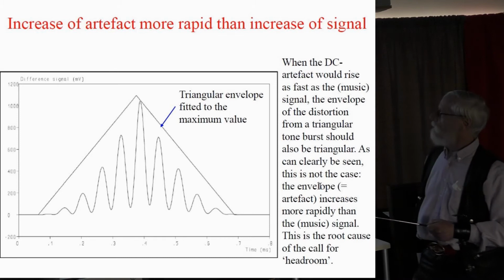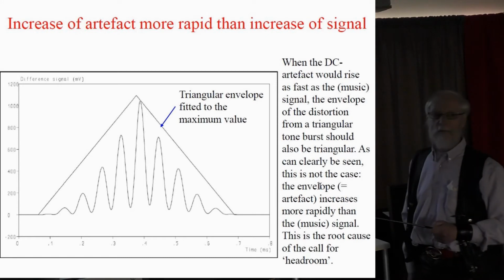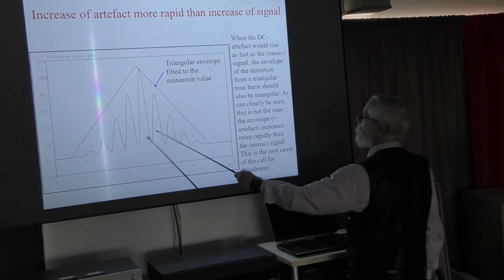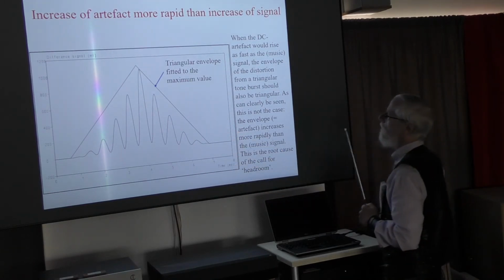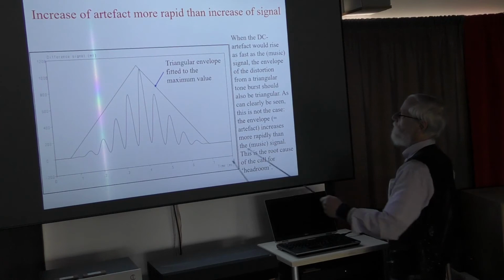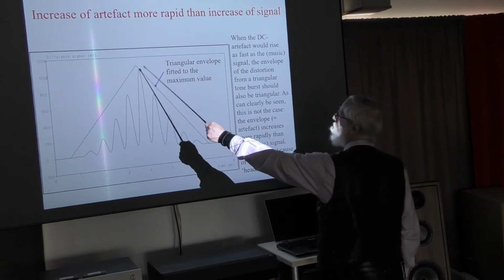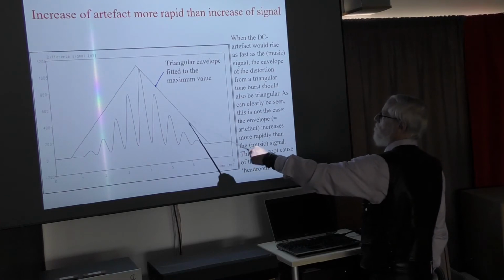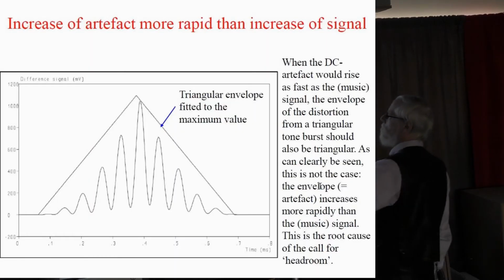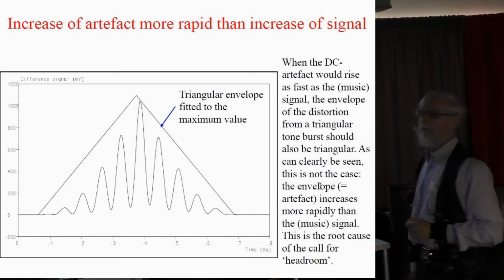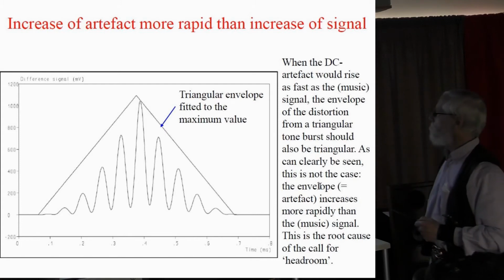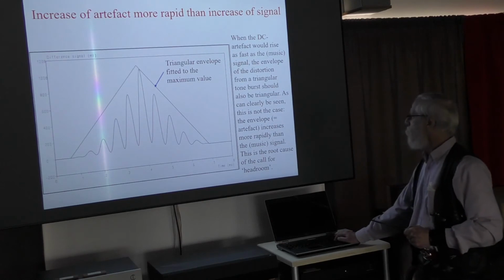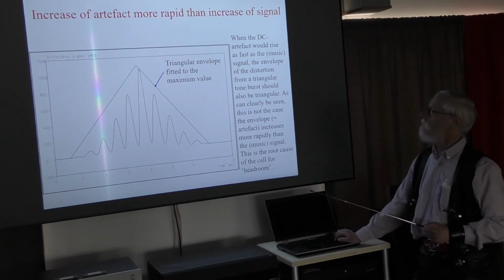If the artifact and the distortion were similar, then the distortion should fit into a triangular fit. Well, we fitted this triangle to the highest point here, and we see that with decreasing amplitude it goes far faster down, which means that the artifacts relatively go up a lot faster. And this is again one of the root causes for the so-called headroom.